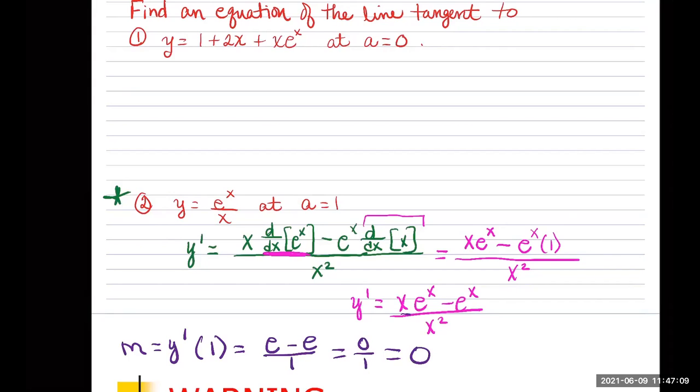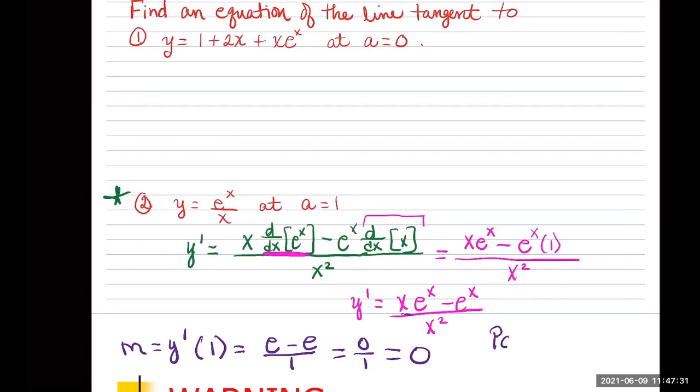So this time our slope turns out to be 0. By the way, your slope won't always turn out to be an integer. If you ended up with a slope of e squared, then write e squared. Don't change it to a decimal. Whatever it is, it is. Maybe we'll even evaluate this one at another point just to make sure you catch what I'm saying there. But the slope is 0.